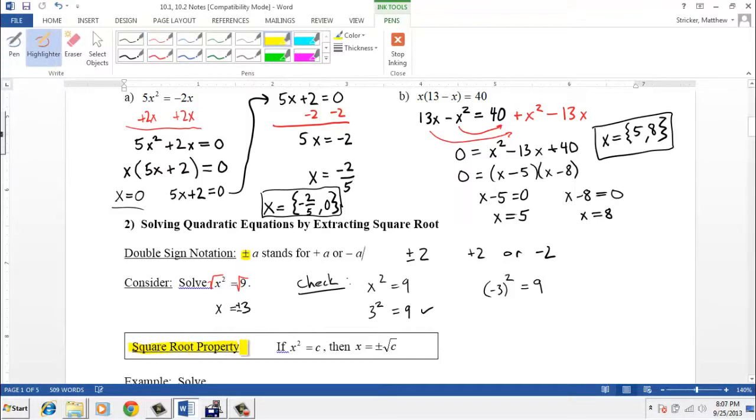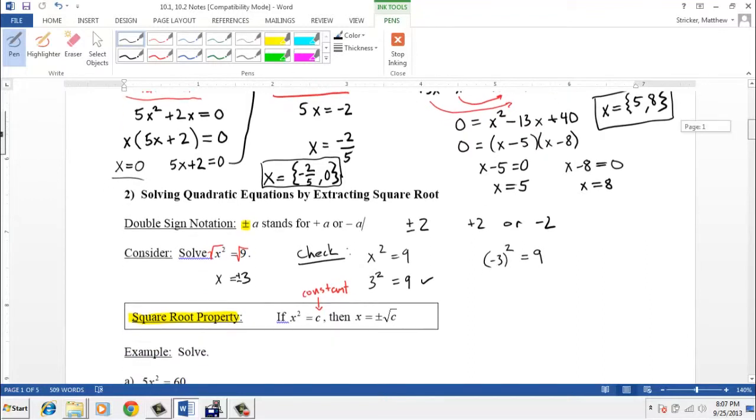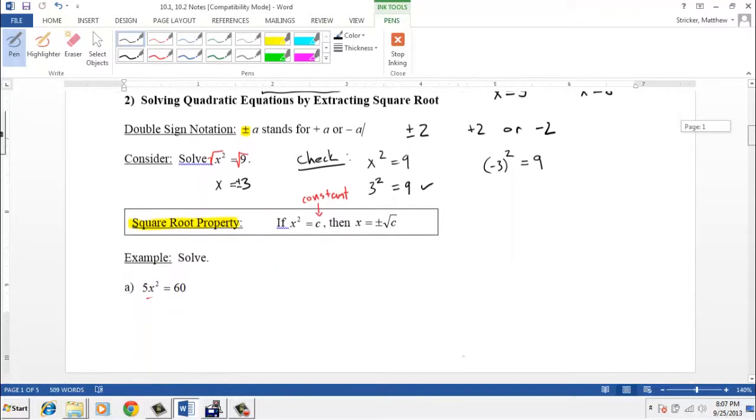In the square root property, we see that when I have something squared equal to a number, and this is a constant we're talking about here, some number, then the answer is always written as x is equal to plus or minus the square root of that number. That's the square root property. Let's see how this works in an example.